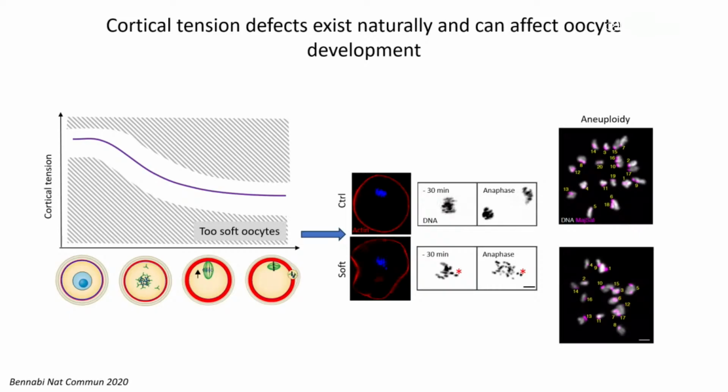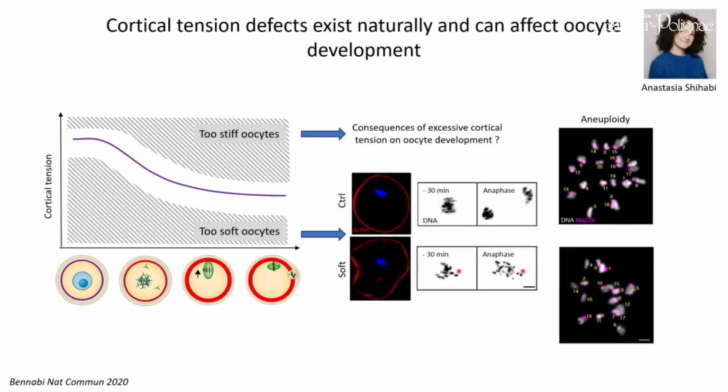And we have shown, for example, that oocytes that are too soft have difficulties capturing their chromosomes and putting them on the metaphase plate, leading to a defect in segregation at anaphase and production of oocytes that are aneuploid in meiosis 2. So today, I will talk about something that is not published: the consequences of excessive cortical tension on oocyte development, a project undertaken by Anastasia Chiabi, in the audience, a PhD student in the lab.